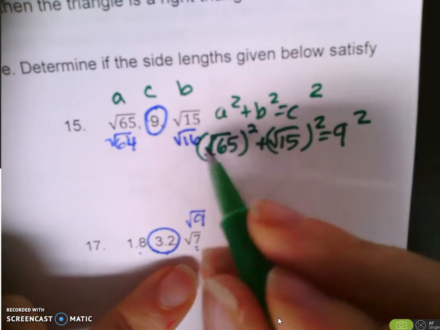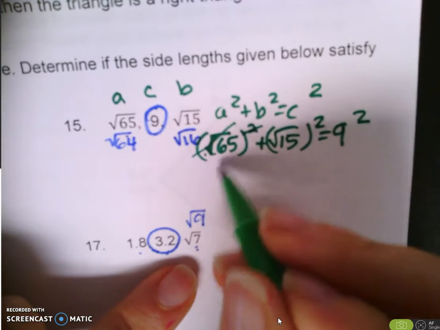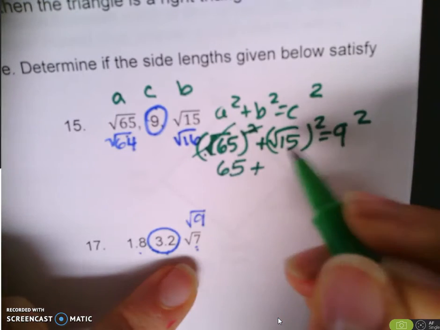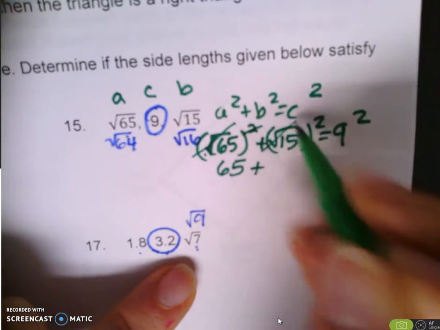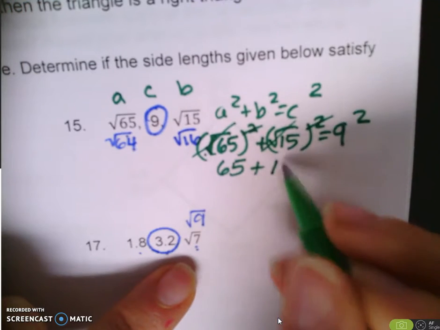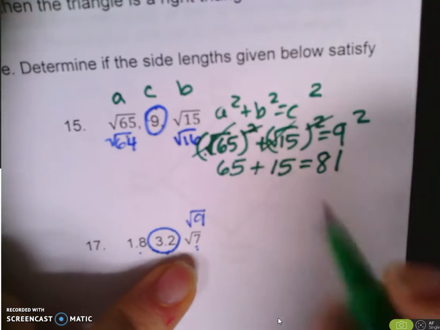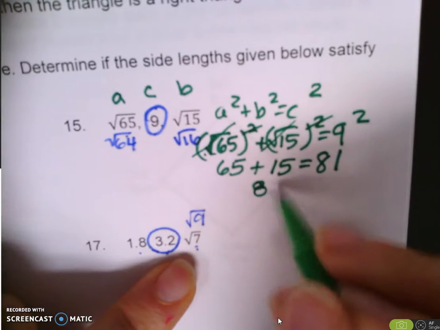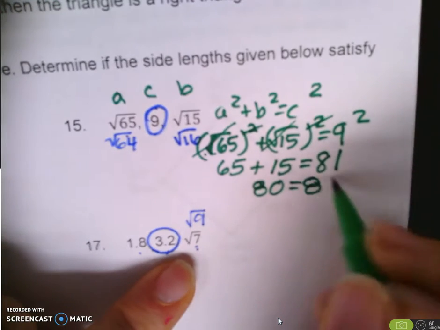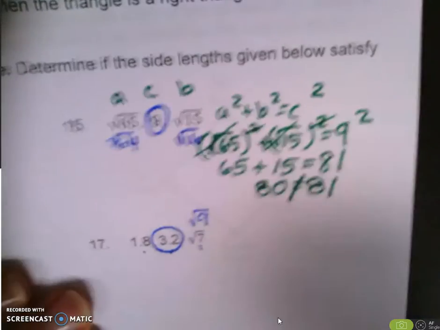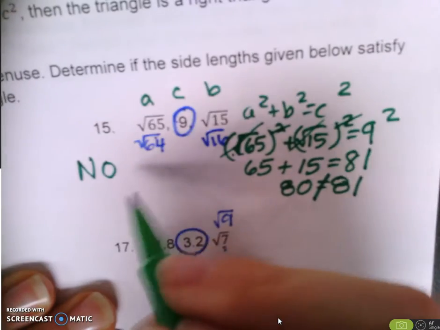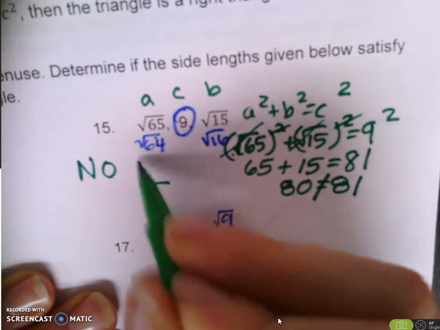Radical 65 squared, square root and squaring cancel each other out and I get 65. Radical 15 squared, radicals and squaring cancel each other out, so I get 15. Equals 81. Well, 65 plus 15 is 80. Does 80 equal 81? No. That means, no, not a right triangle.